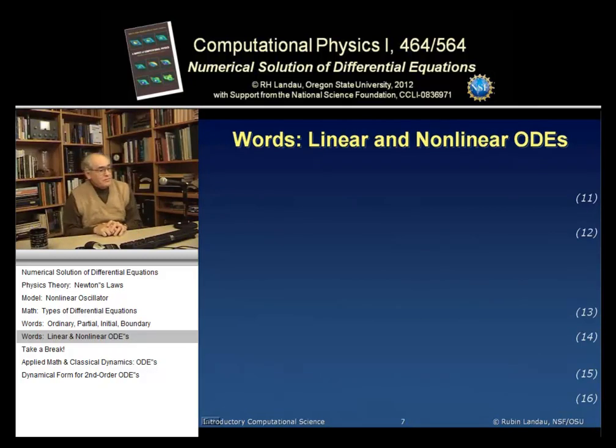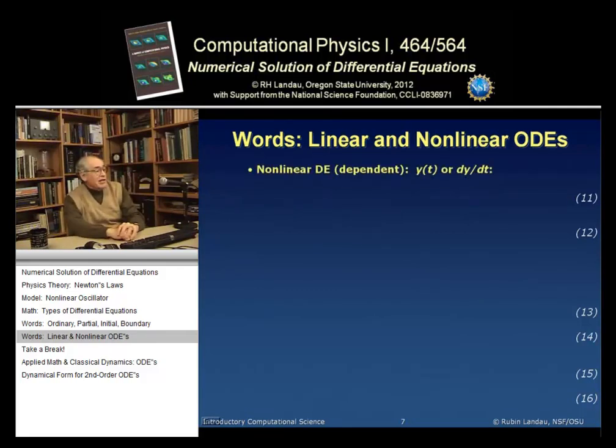1, 2, 3, 4, 6. So we're going to have 6 equations here. But the words are very simple. It goes very quickly. What we mean by a nonlinear differential equation is we refer to the dependent variable, it's not time, say y, position, and we're talking about whether y of t or dy dt occurs to the first power or a higher power.